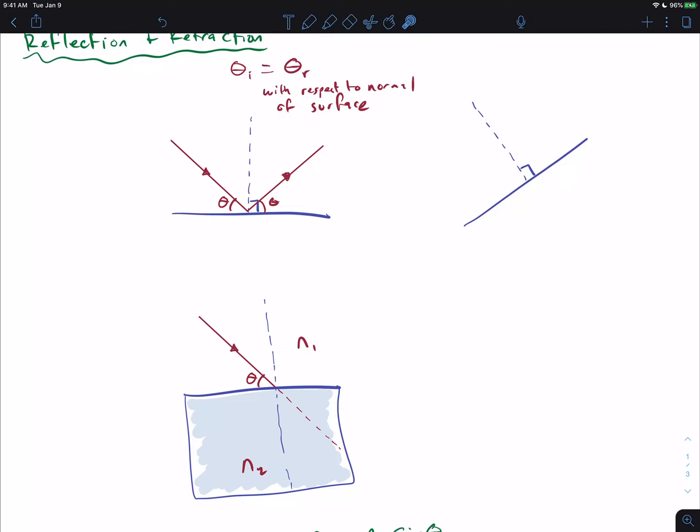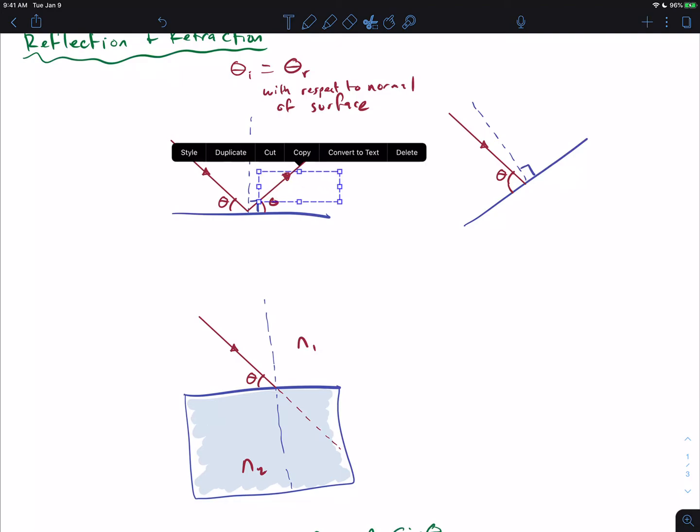But this changes. This doesn't mean that this angle globally is always the same as this angle. It just means with respect to my surface, with respect to its normal. So if I were to take this exact same light ray and now reflect it on this surface right here, this changes this angle a little bit and makes it larger. I'm just going to copy this over so you can compare.